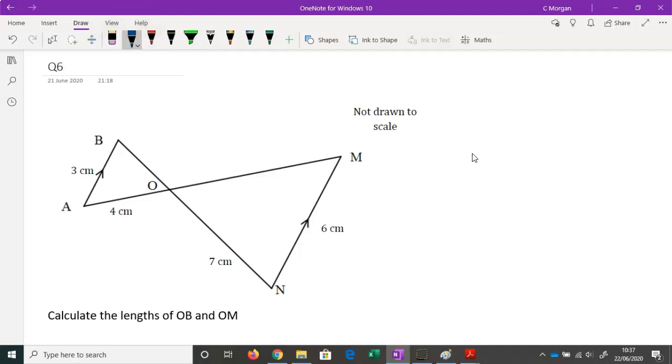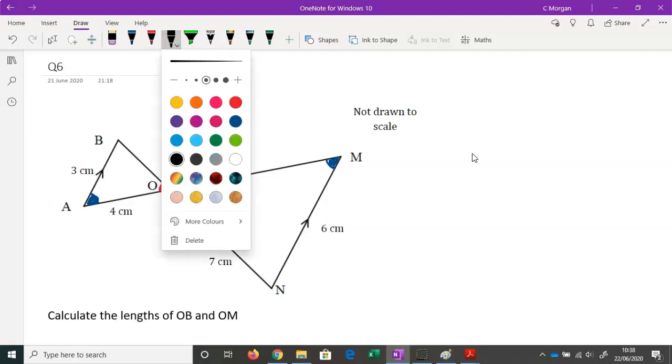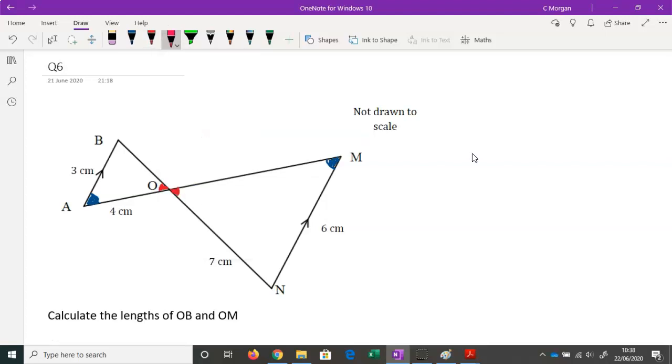Okay, so I'm going to go through this now. So I can see that I have the same angles when I have vertically opposite angles. So I'm going to colour in those angles there in red. Now, because I know that side AB and MN are parallel, I've got angle B to A to O must be the same as angle O to M to N because of alternate angles. And I'm now going to choose another colour. I'm going to have pink this time. So I've got angle A to B to O has got to be the same as MNO.